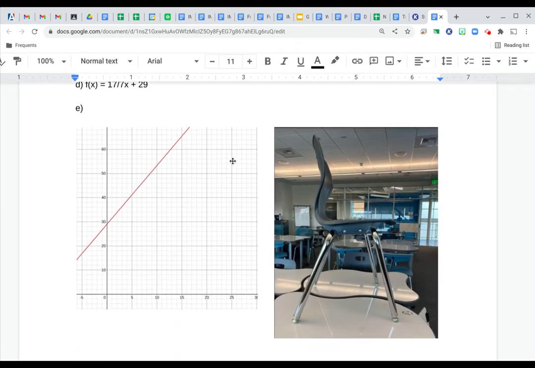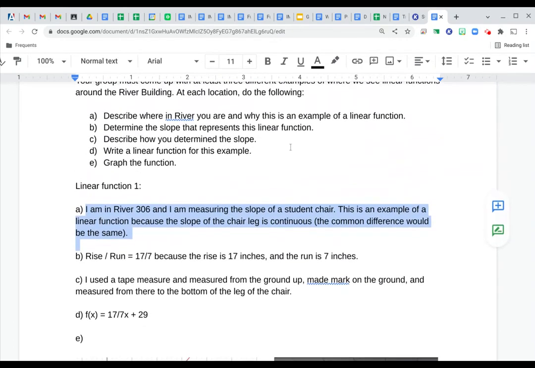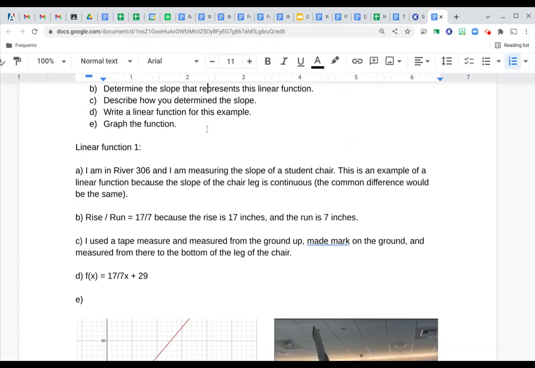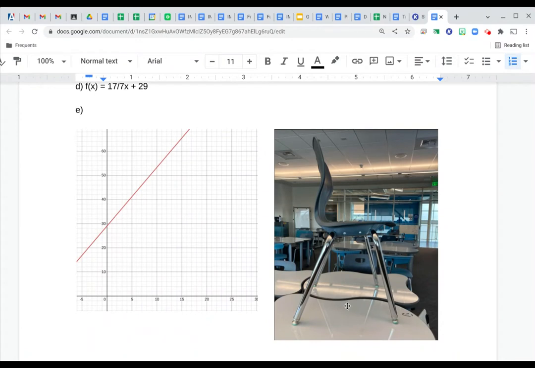So what I was finding the slope of was that back left leg there, right? It looks like it has an increasing slope. Okay, so it's going from that point there, beginning point, to that point right there. That's going to be its end point. It's going to be increasing, right? So determine the slope that represents this linear function. The rise was 17 and the run was 7. Now, how did I do that?